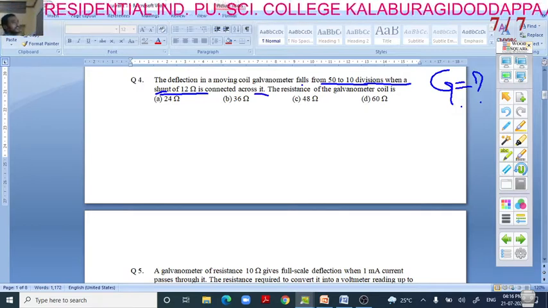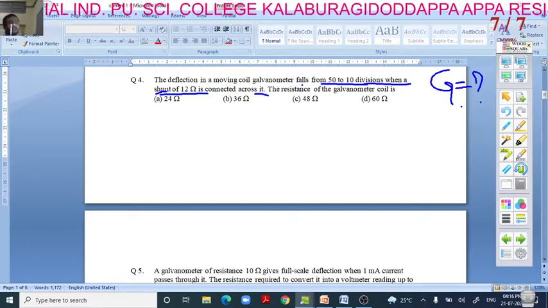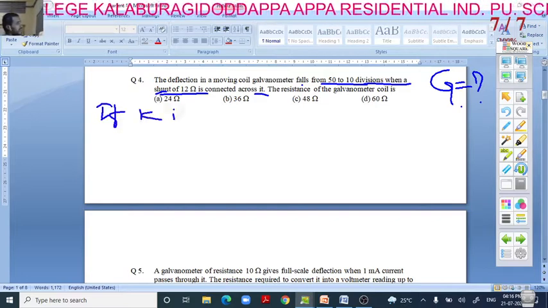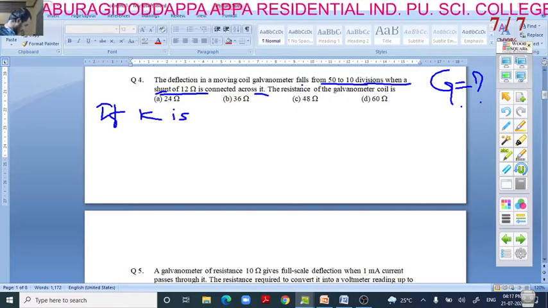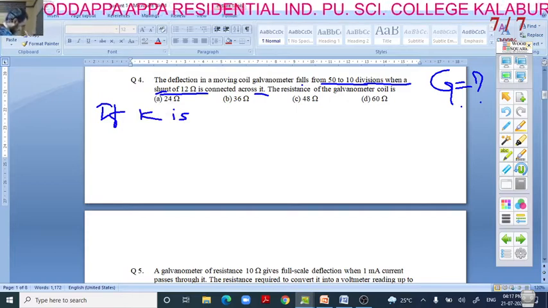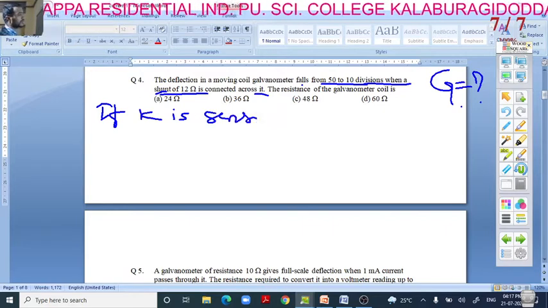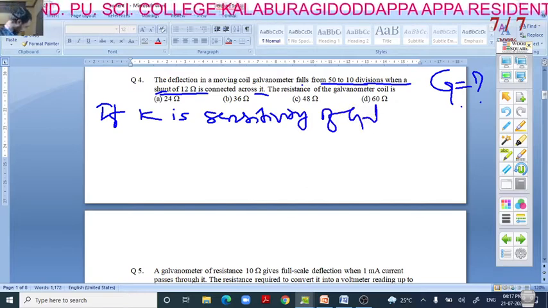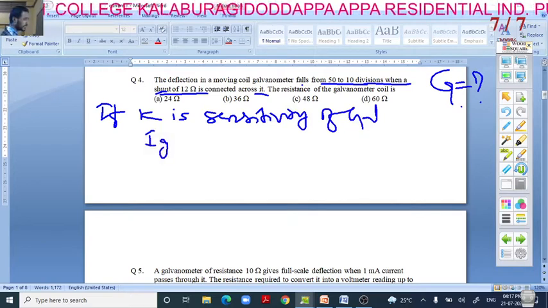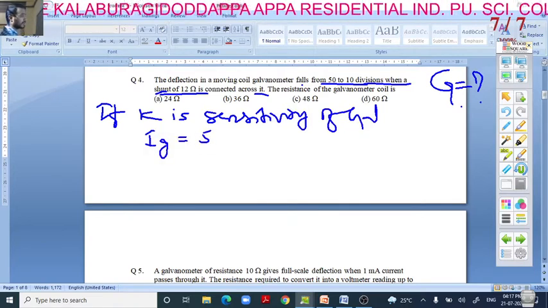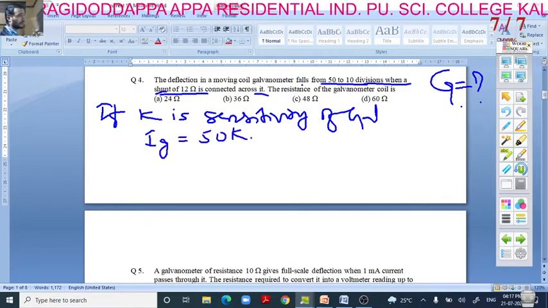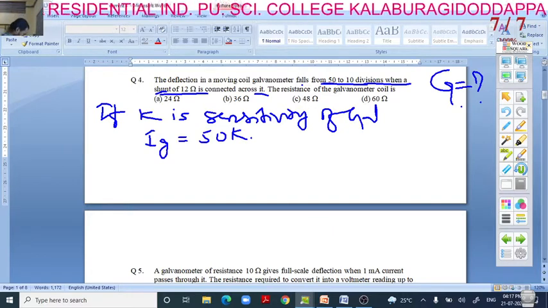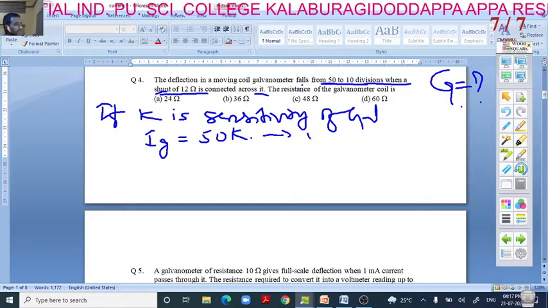Let us assume the deflection is falling from 50 to 10. If K is the current sensitivity of the galvanometer, then the current flowing through the galvanometer, IG, is 50 K. Maximum it was 50, and it falls to 10 divisions. So IG is 50 K, take it as equation 1.